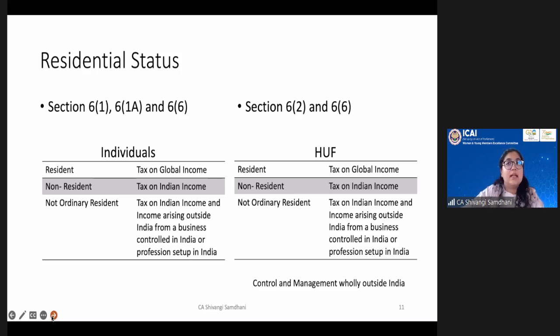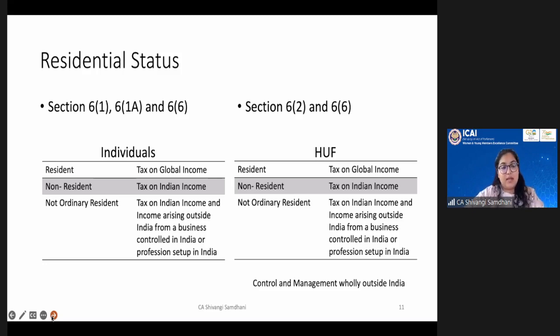So basically, this NOR concept exists only for individuals and HUFs. It is not for companies or any other person. This NOR concept is provided as a relaxation for a transitional period. You know, a person who is wanting to settle in India, who was non-resident earlier. So this is basically the relaxation for those types of individuals.